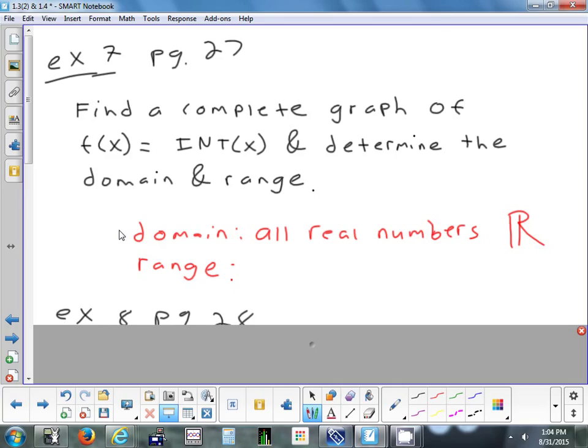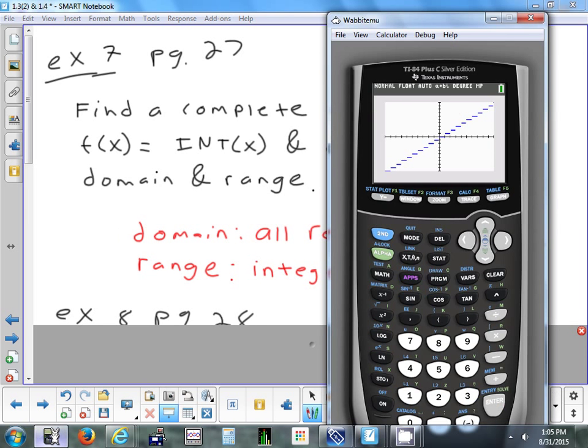How about the range? The range is what you get for y values. What kind of values do you get out of the greatest integer function? Yeah, Andrew? Integers. Just integers. Good. All integers. When you plug something into the greatest integer function, you would never get an answer of 5.6. Greatest integer function only returns integer values.